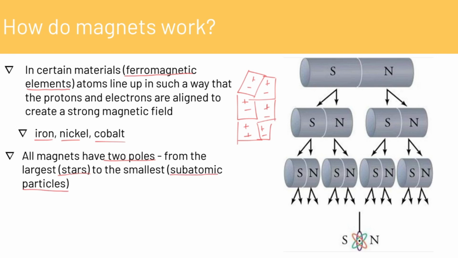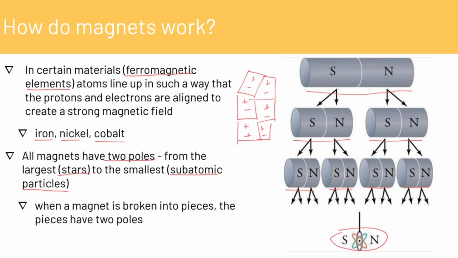You can see here a diagram where a large magnet is broken up into two smaller magnets, which each have a north and south pole. Then those smaller magnets are broken up into even smaller chunks, and each chunk has a north and south pole, all the way until we have this atomic object, an atom, which also has a north and south pole. So again, when a magnet is broken into pieces, the pieces still have two poles.